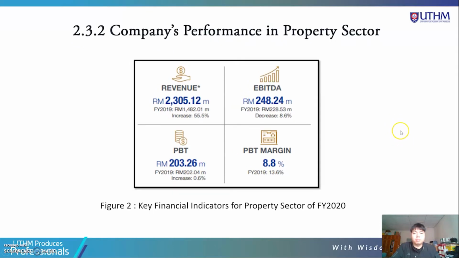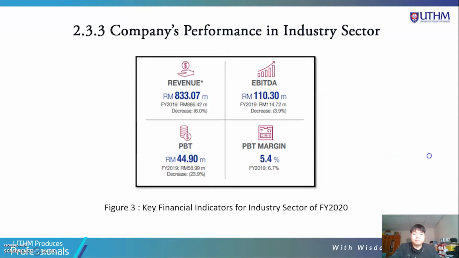Next, the company performance in the property sector. Also from the figures of key financial indicators, we can see that the revenue increased by 55.5% compared to financial year 2019. Earnings before interest, tax, depreciation, and amortization decreased 8.6%, and profit before tax increased 0.6%, and its margin is 8.8% in financial year 2020.